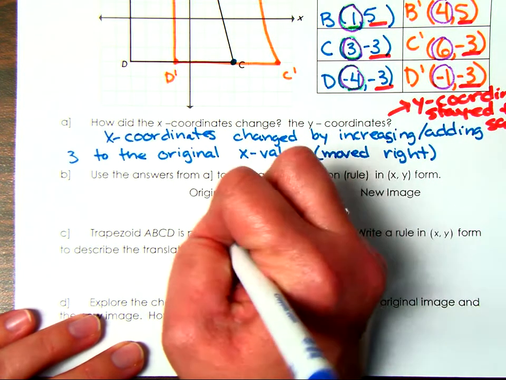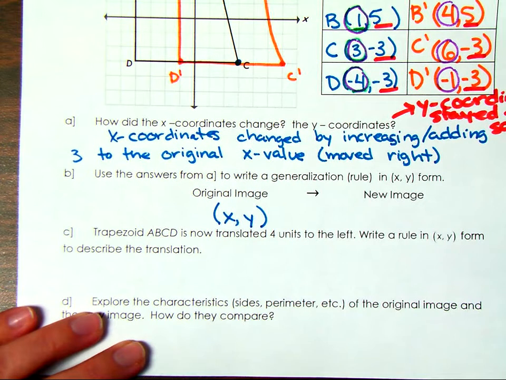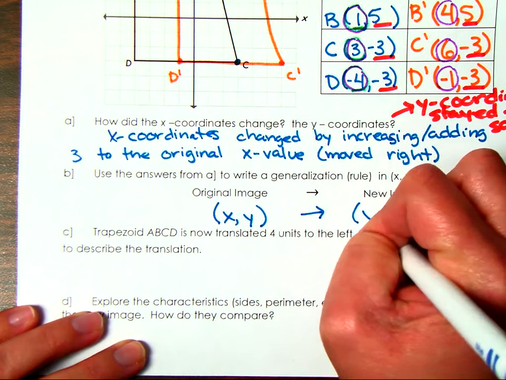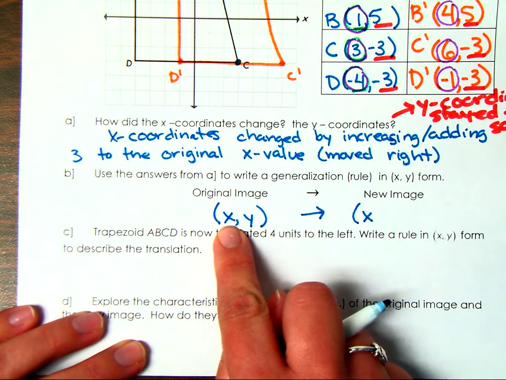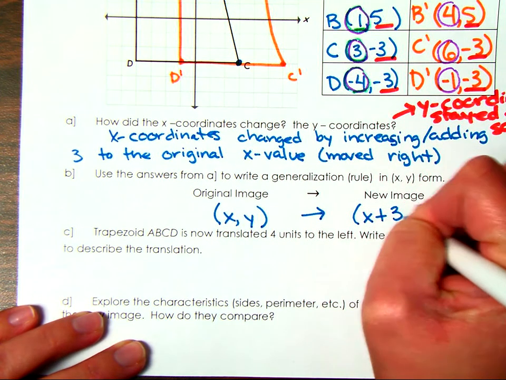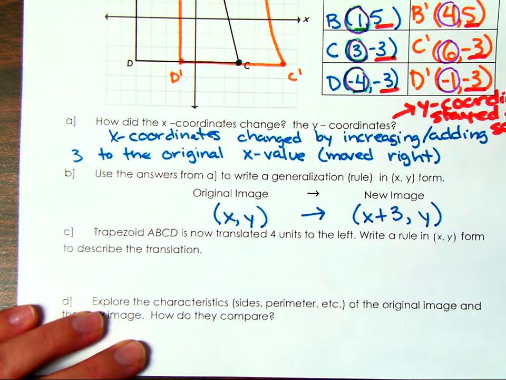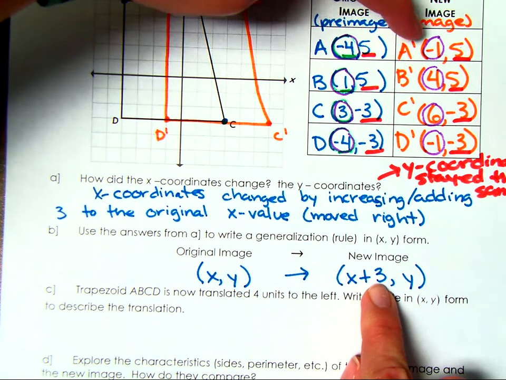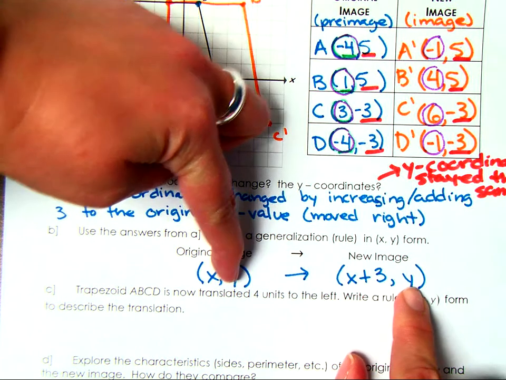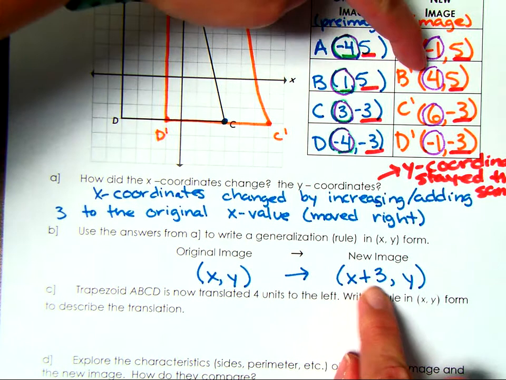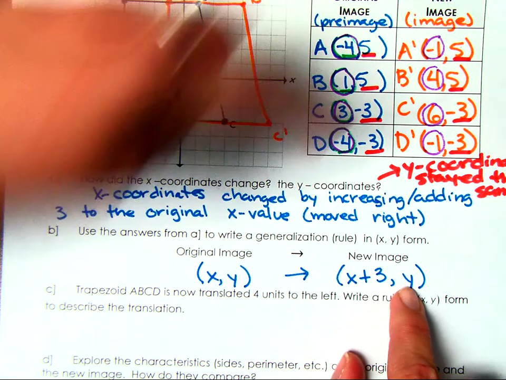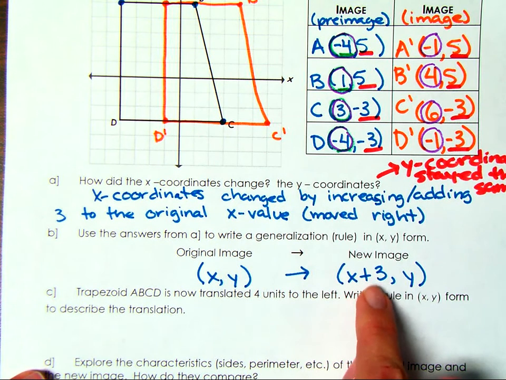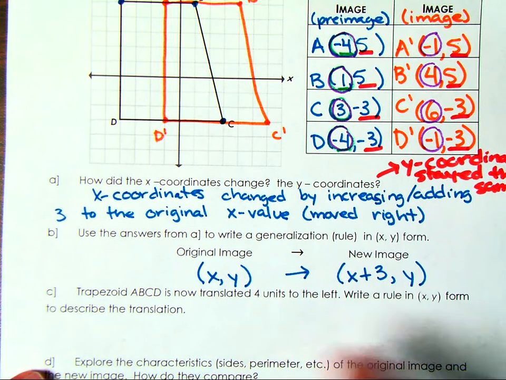So your original image is just your original ordered pairs. And to get to my new image, we took your original x coordinate, we added 3, and my y stayed the same. So no matter what the x was, negative 4 plus 3 was negative 1. And your y stays the same. 1 plus 3 and your y stays the same. So the only thing that we changed in our new image was the x's. So that's how you're going to write the rule for this translation.